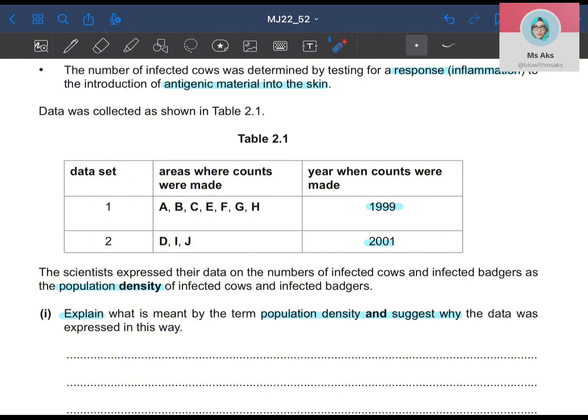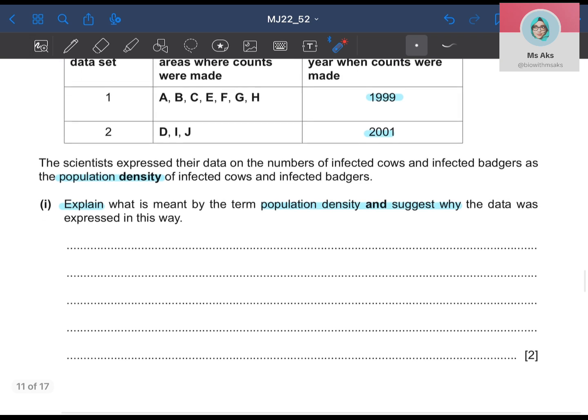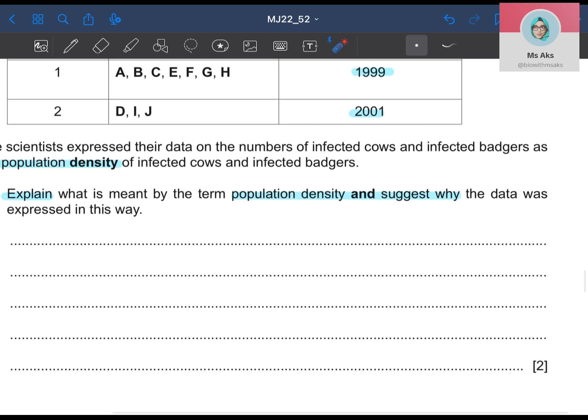And between A to J, in dataset 1, we have A, B, C, E, F, G, and H, which were counted in the year 1999. And then we have D, I, and J, which were counted in the year 2001. The scientists expressed their data on the numbers of infected cows and infected badgers as the population density of infected cows and infected badgers. Explain what is meant by the term population density, and suggest why the data was expressed in this way. So basically, we're calculating the number of infected badgers or the number of the population.